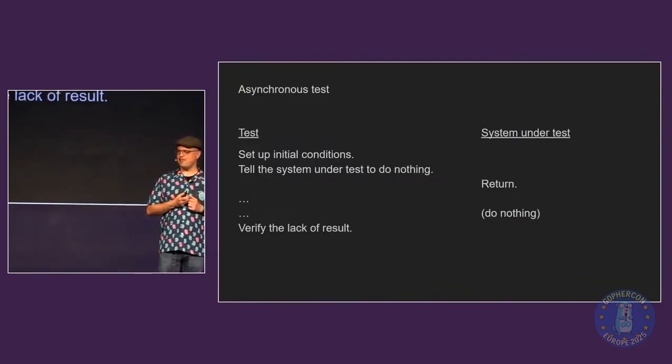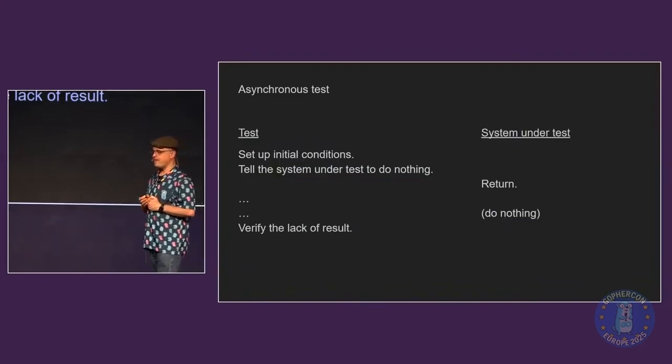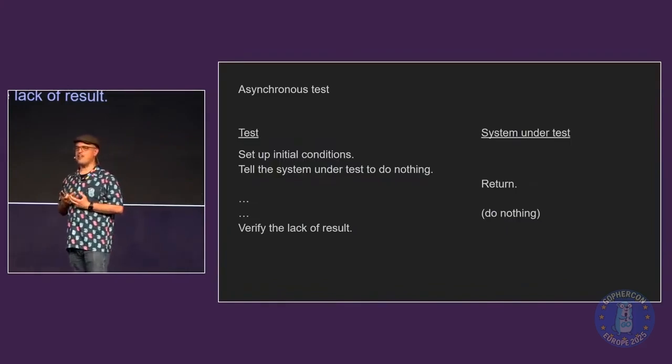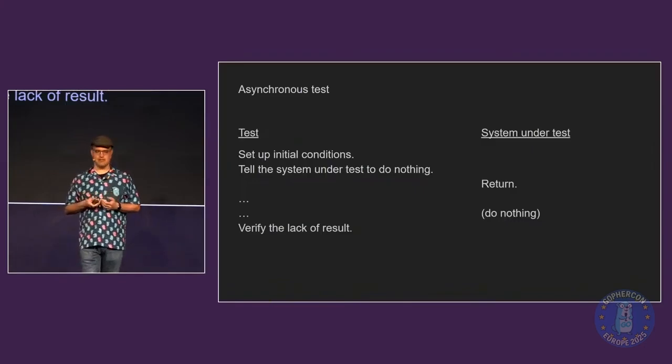Testing an asynchronous function is especially tricky when you want to assert that something has not happened. You can verify that the thing has not happened yet, but how do you know with certainty that it's not going to happen later?